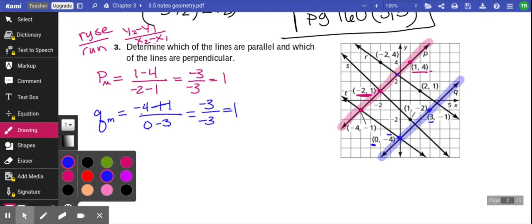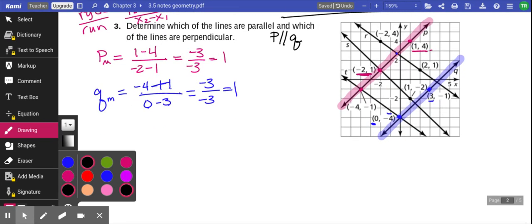And this is 1. Now, P and Q, what could you say right away? You should be able to say they have the same slope. If they have the same slope, they are parallel. So we can say P is parallel to Q.